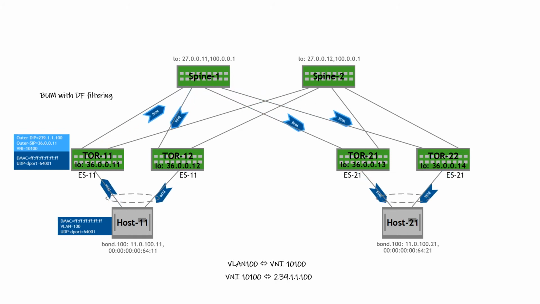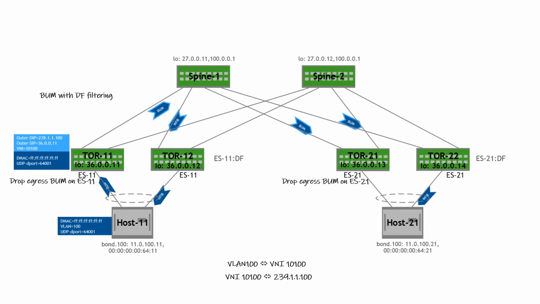If you remember, TOR 12 won the DF election on Ethernet segment 11, and TOR 22 won the DF election on Ethernet segment 2. This means that TOR 21 and TOR 11 cannot forward the decapsulated traffic. So TOR 21 has stopped sending the traffic down, and only TOR 22 is sending a copy to host 21. So the problem has been solved on rack 2. Host 21 is receiving a single copy of the BUM traffic from host 11.